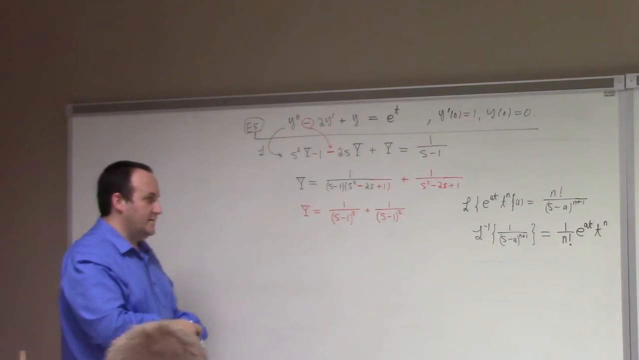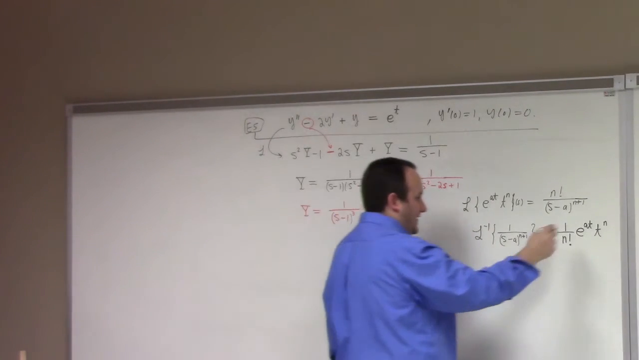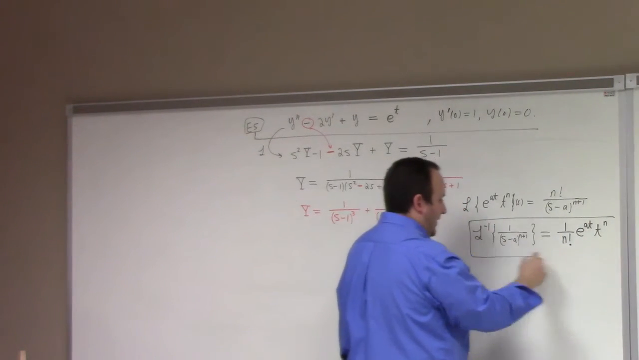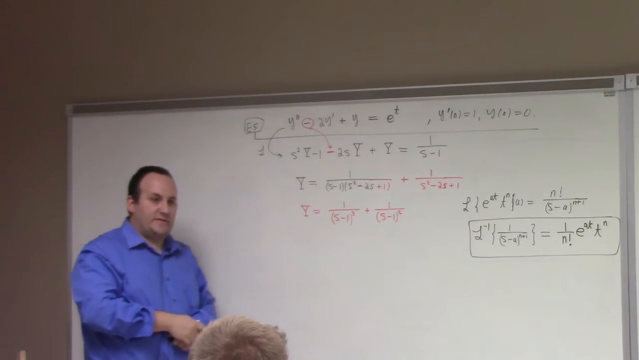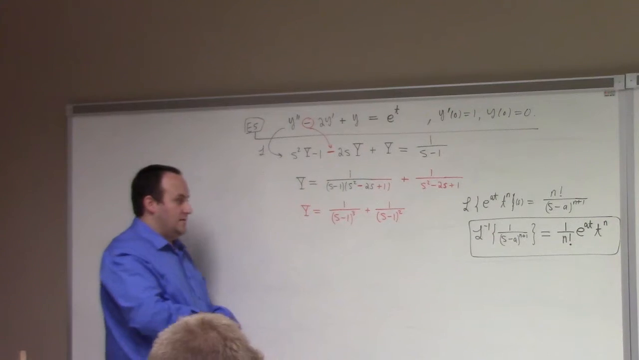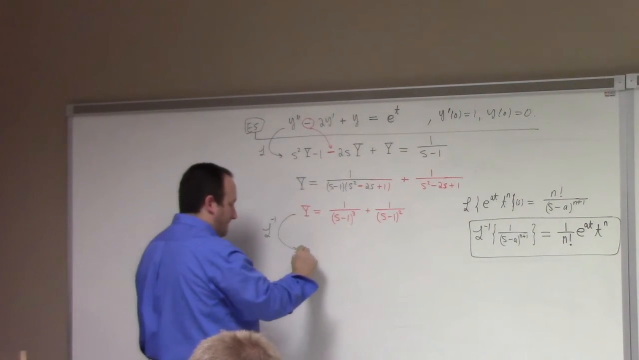All right. That is all we need. I mean, this is essentially on the table. I might add it to the table if it's not there already, because we need it sometimes. Like this one, we need it. So inverse Laplace transform, what do we get?